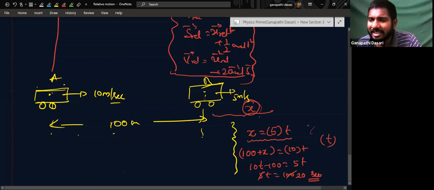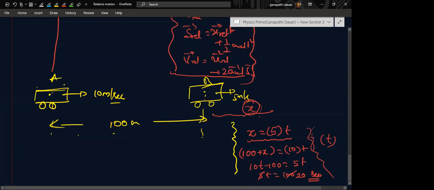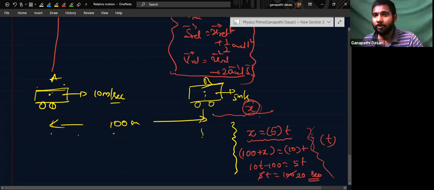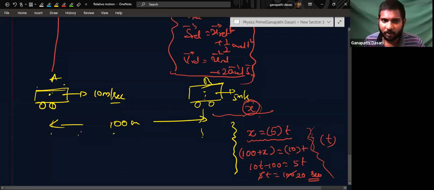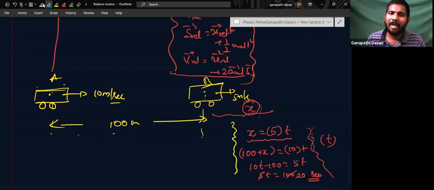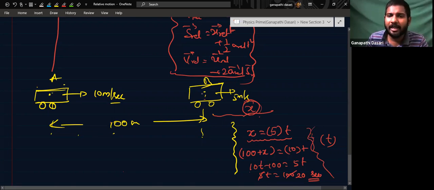This question is actually simple if you solve like this. But now, in relative motion, how will I solve this question? What I want to do is stop A or B. With respect to B, for a person sitting in B, if he has to cross him, that means A should meet him.